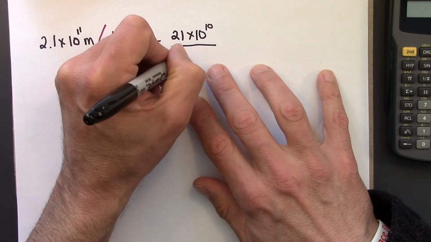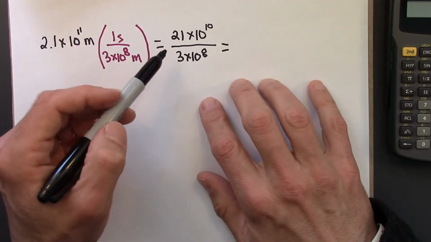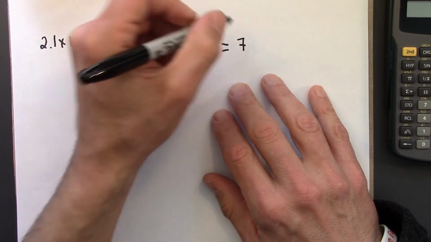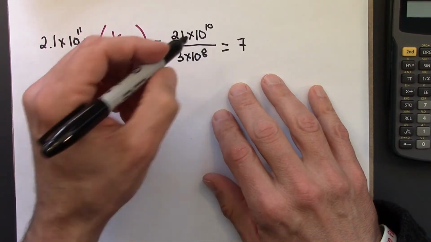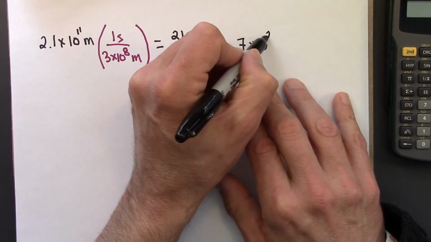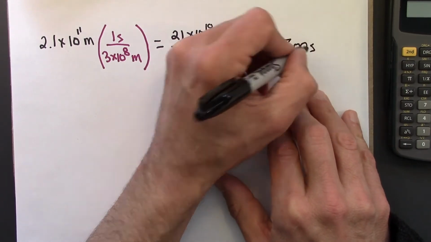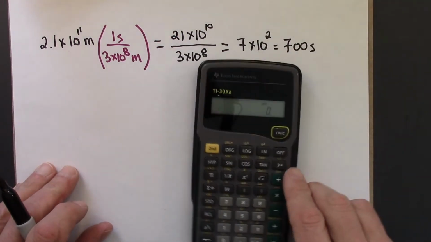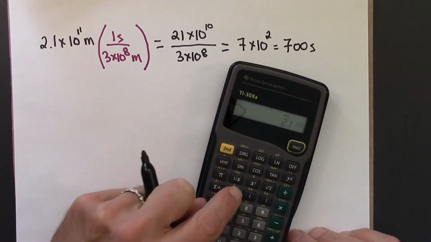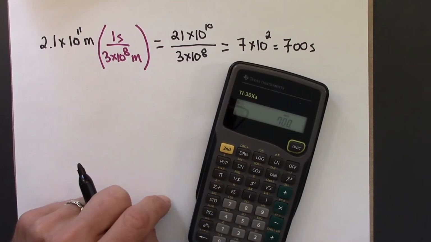And then I divide by 3 times 10 to the 8. And this works out really nicely. 21 over 3 is 7. To deal with these exponents, we subtract. 10 minus 8 is 2. So this is 700 seconds. You could do the same thing on a calculator. 2.1 times 10 to the 11 divided by 3 times 10 to the 8 is 700.